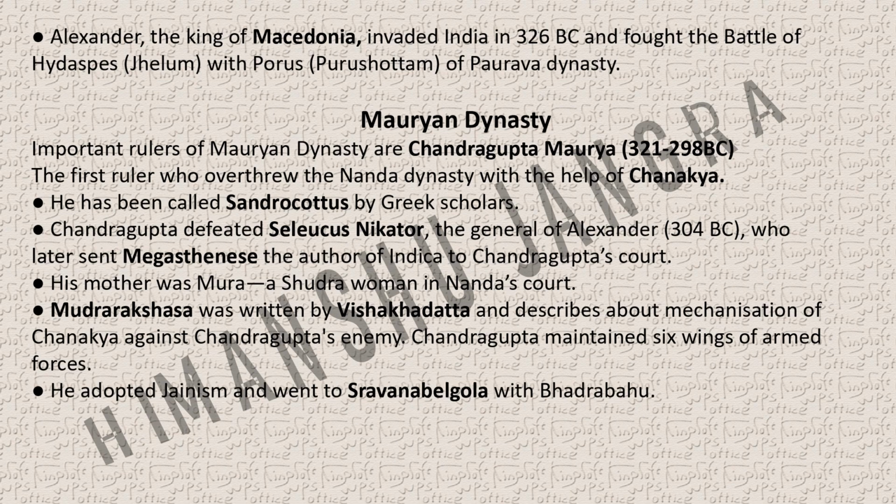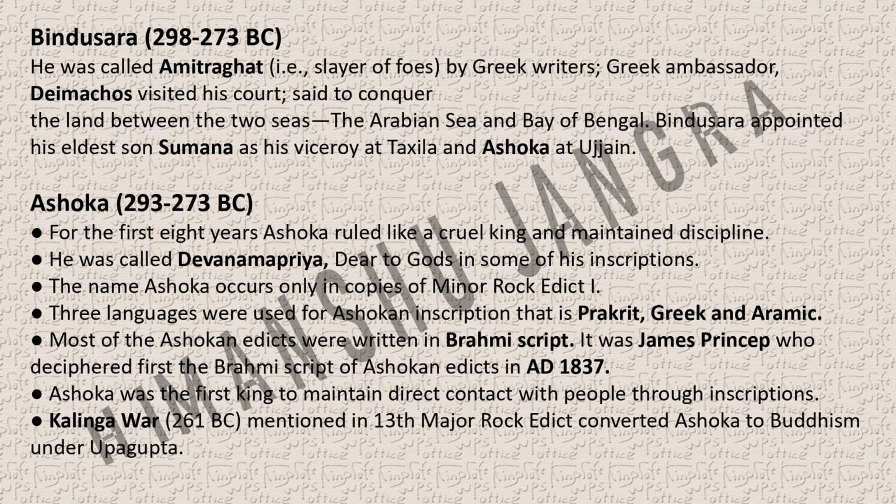Mudrarakshasa was written by Vishakhadatta and describes the machinations of Chanakya against Chandragupta's enemy. Chandragupta maintained 6 wings of armed forces. He adopted Jainism and went to Sravanabelgola with Bhadrabahu.